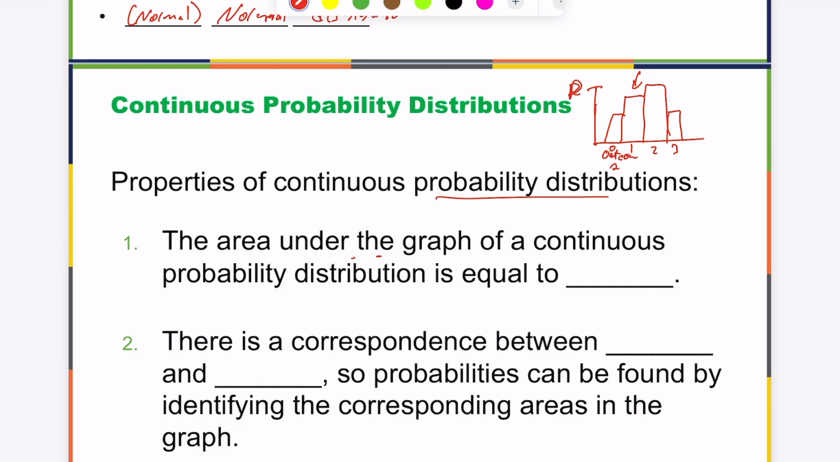Anyway, but we'll talk about that. The area under the graph of a continuous probability distribution is going to be equal to 1. And we will see that there is a correspondence between area and probability.